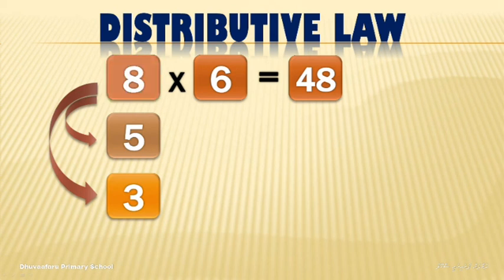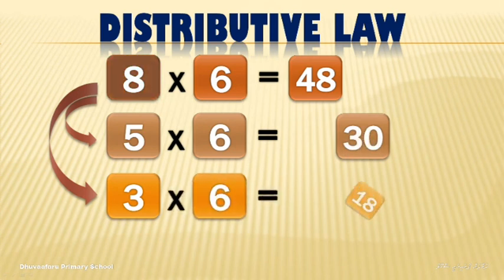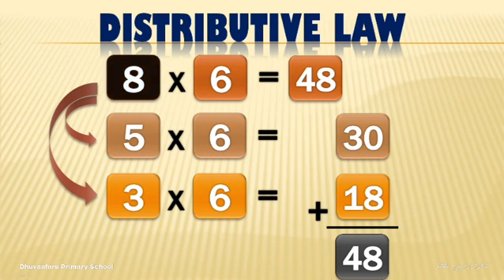I know 5 times 6 is equal to 30. What about the other one? 3 times 6 is equal to 18. Yes, good job. And we now need to add 30 plus 18. 0 plus 8 is 8. 3 plus 1 is 4. The answer is 48. And 8 times 6 is equal to 48.